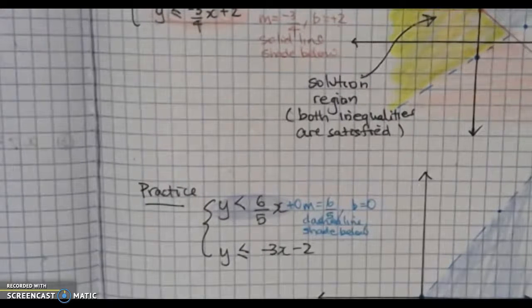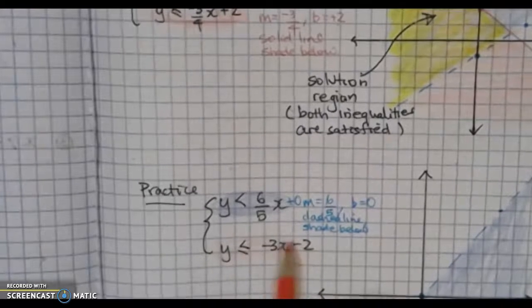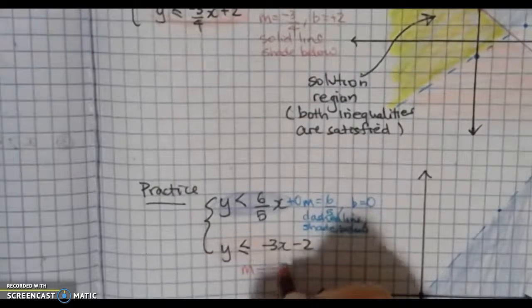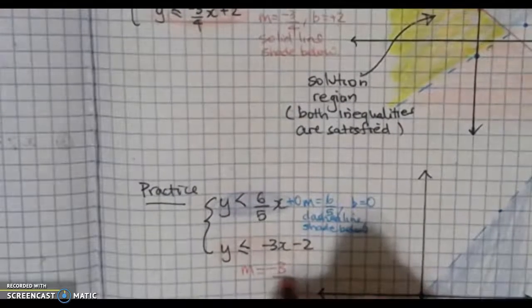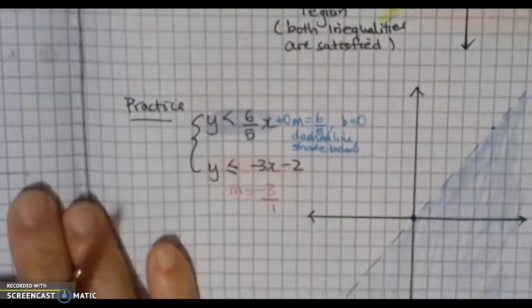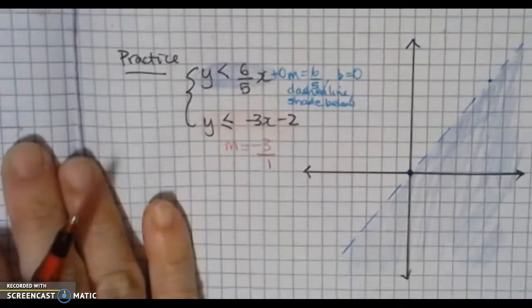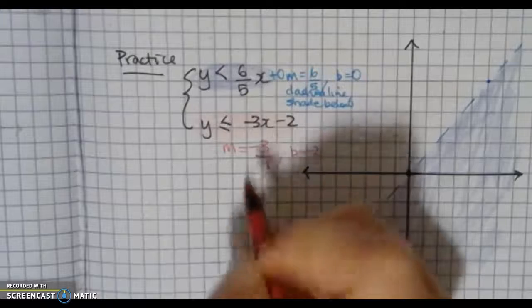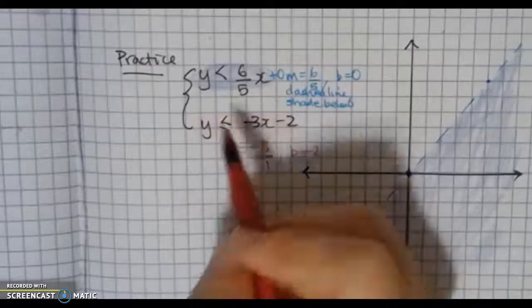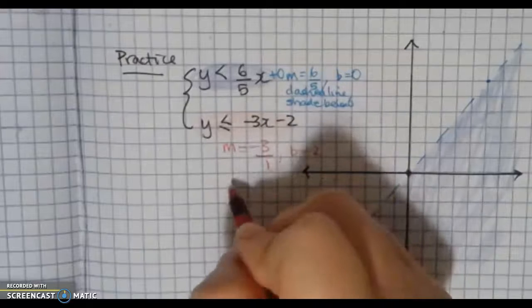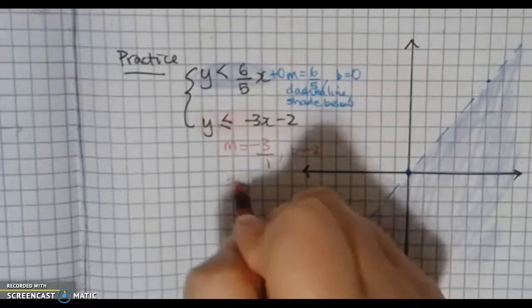Okay, alright, then let's do the same thing for my red line. And what do we know? What is the slope? Slope is -3. -3 is the same as -3 over 1. We can always put 1 as a denominator. So from here, the y-intercept b is -2. Are we going to use dash line or solid line? Less than or equal to. This equal to tells me the line is included as part of your solution, so it's going to be solid line.